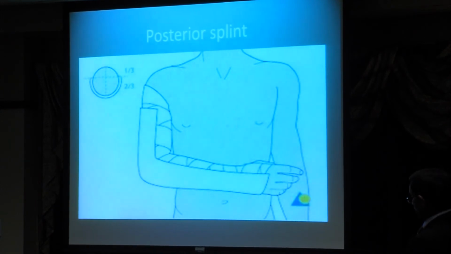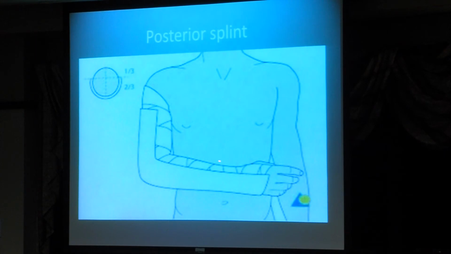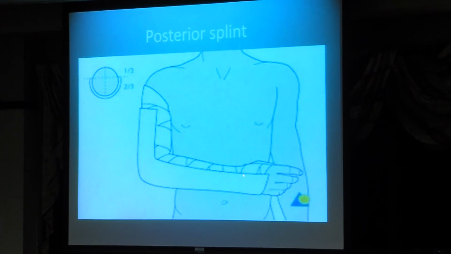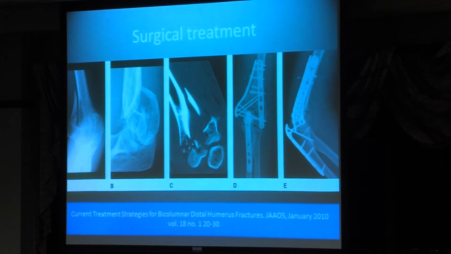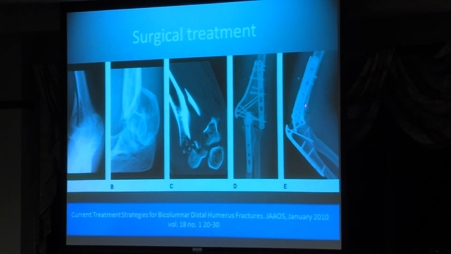And this is a typical posterior splint which goes around. If it is extra-articular, you can just stop the splint short of the wrist joint. If it is intra-articular, it may be recommended to splint the wrist as well to give more support. And treatment again is surgical for the most part, where you may have to fix on both sides as well.